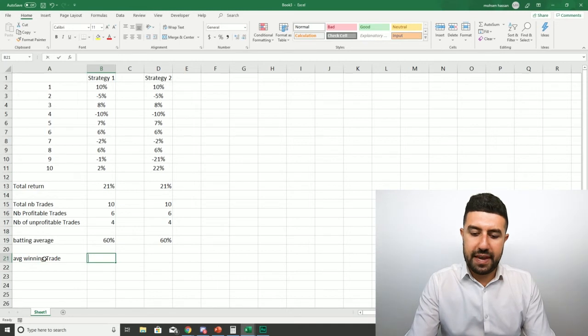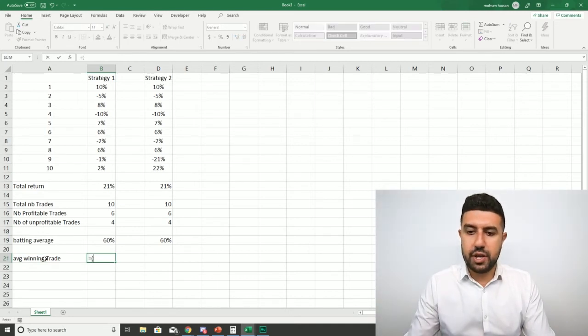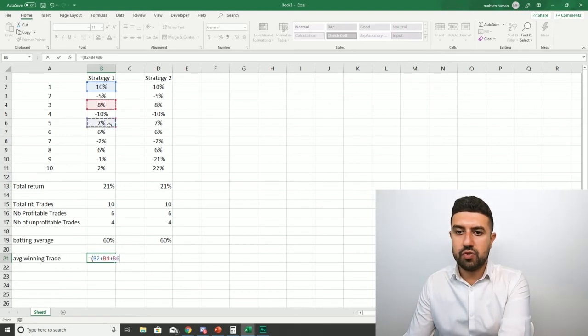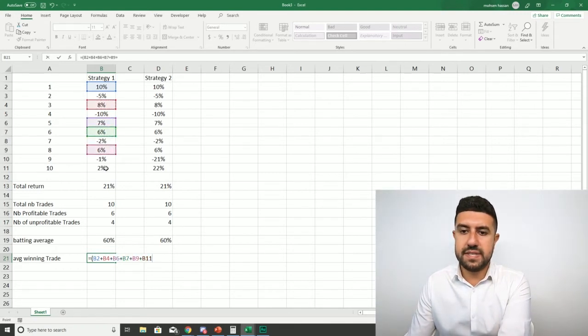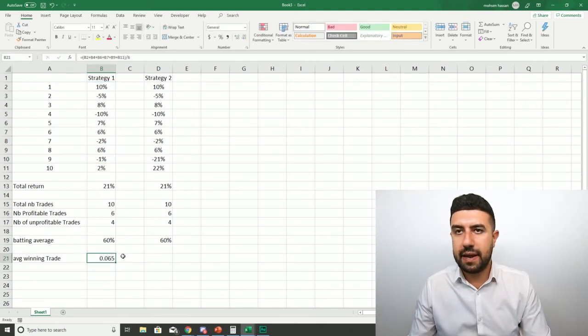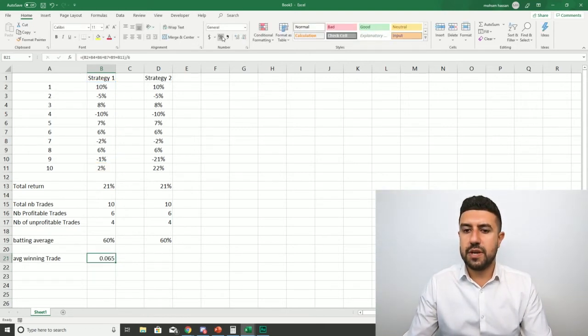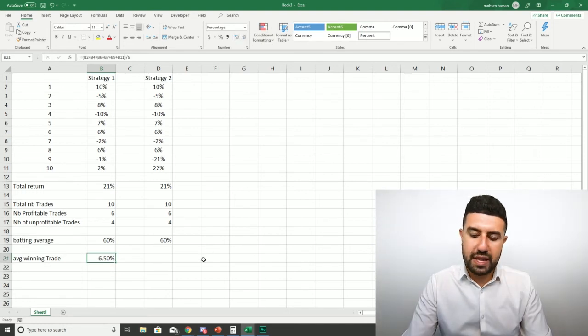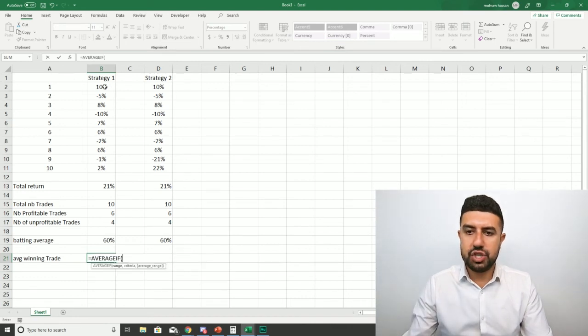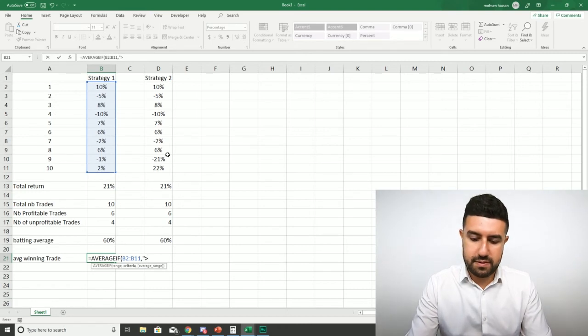Well, this is very easy. I can just calculate it like this. I can do equal, and then I can add all the winning trades. So there's 1 here, 2, 3, 4, 5, 6, and then divide by 6, which gives us, and let's actually put this in percentage, 6.5%. Or instead of doing that, I can just use the average if function. So average, anything that's above 0.